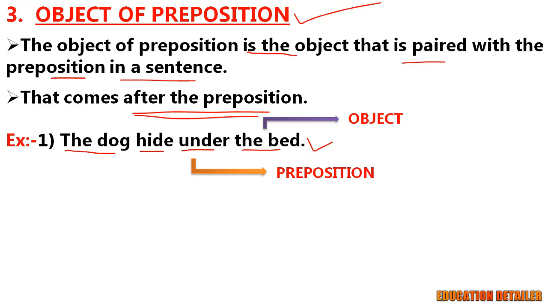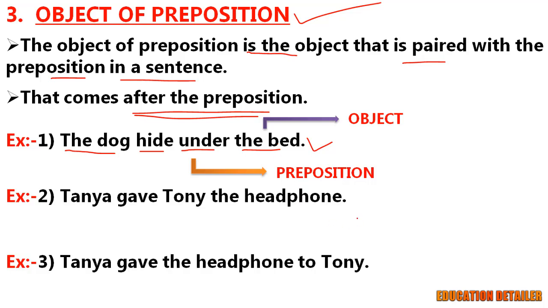Okay, sometimes learners are in confusion identifying the indirect object and object of preposition in some sentences. Let me clear the confusion. Look at the next two examples. Tanya gave Tony the headphone and Tanya gave the headphone to Tony. See here, the meaning of these two sentences are same.